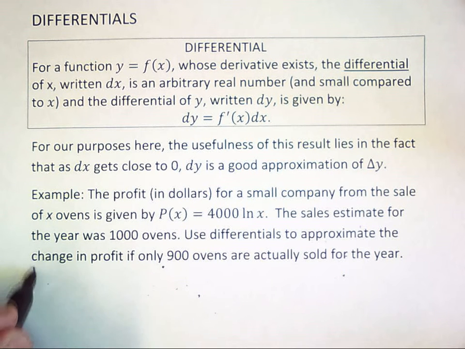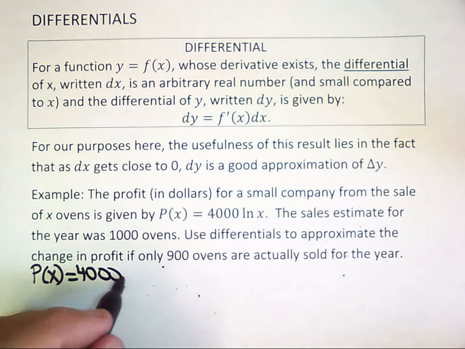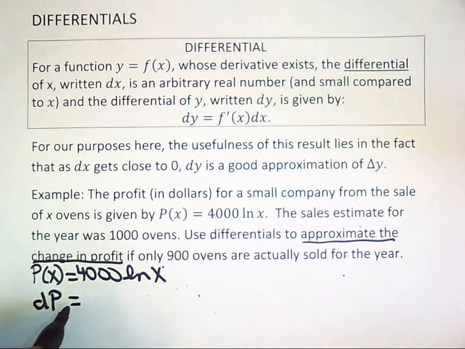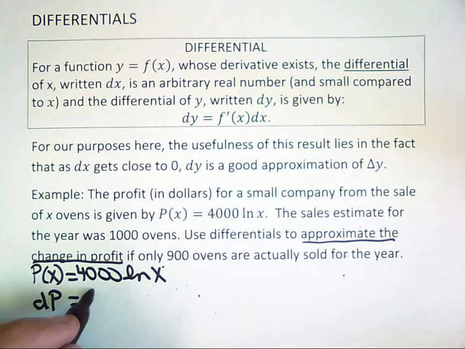So the first thing you do is look at the profit function, and realize they're asking us the approximate change in profit. So they want us to find dp. Now notice that we were using x and y before, now we're using p and x. It doesn't matter. So dp, according to our definition, we're using a p instead of a y, that's the only difference, is f prime of x dx.